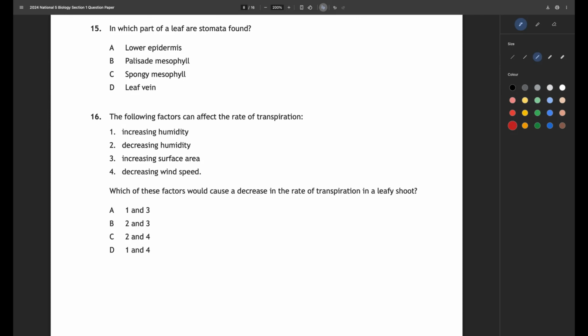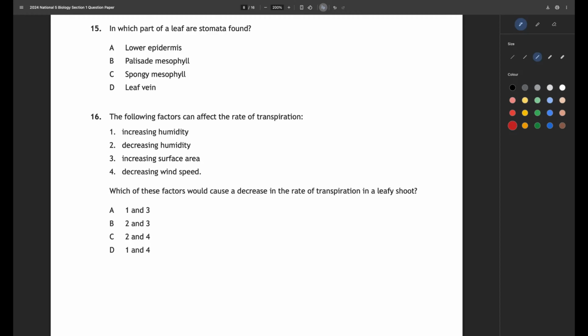The palisade mesophyll is actually quite near the top of the leaf, the second layer down, where we've got those long cells with lots of chloroplasts to absorb lots of sunlight. And beneath that, we have the spongy mesophyll, which is all the air spaces, allows those diffusions of gases, and it allows water to evaporate out as well. And the leaf vein, which contains the xylem and phloem.